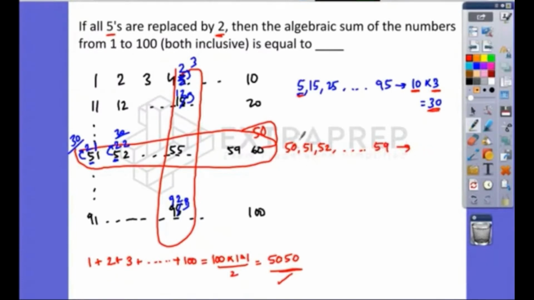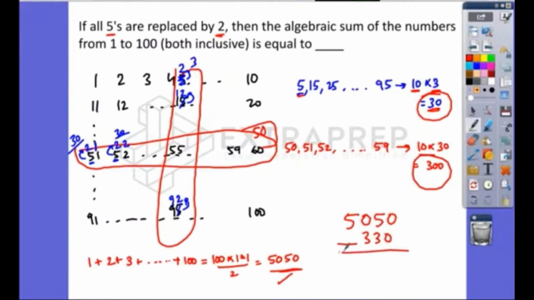So that's 10 numbers, and when each number is replaced, there is a reduction of 30, which we already discussed. And how much should be reduced? 300. So 30 should be reduced here, 300 should be reduced here. So from 5050, let's subtract 330 and you get 4720 as the answer. This is the answer. It's an easy question.